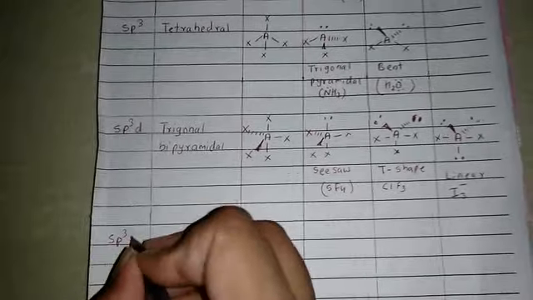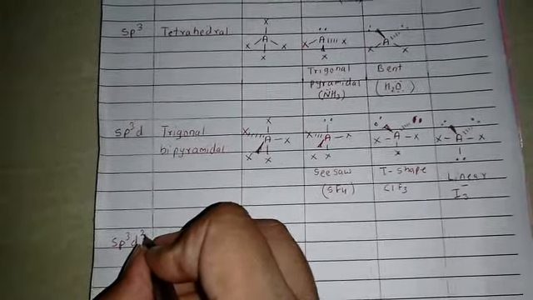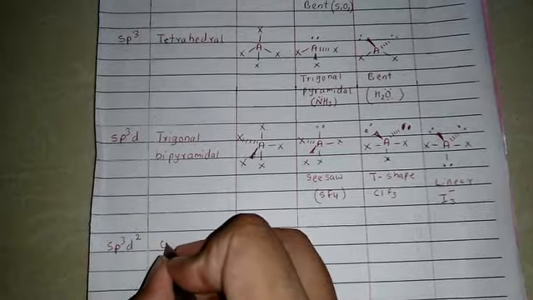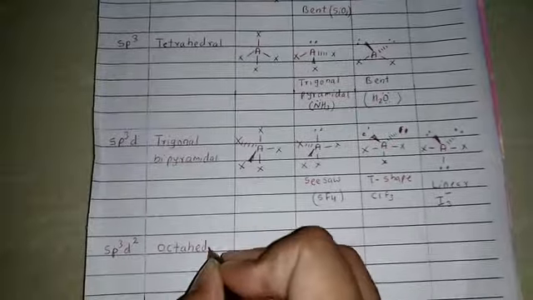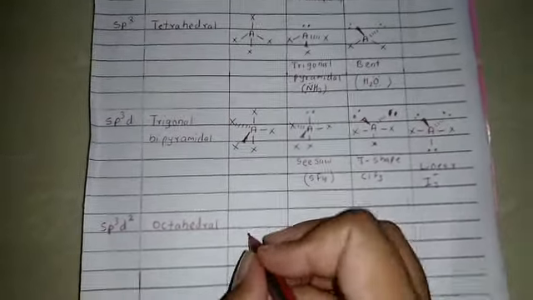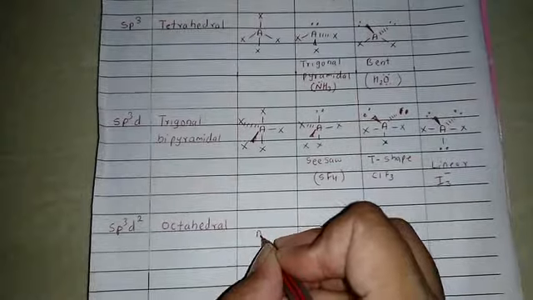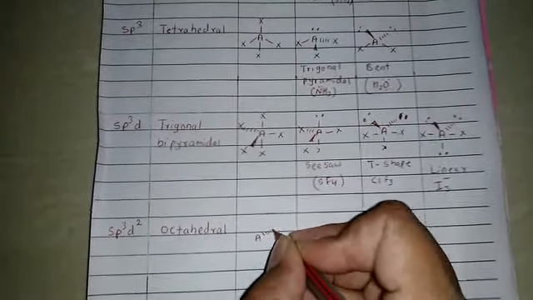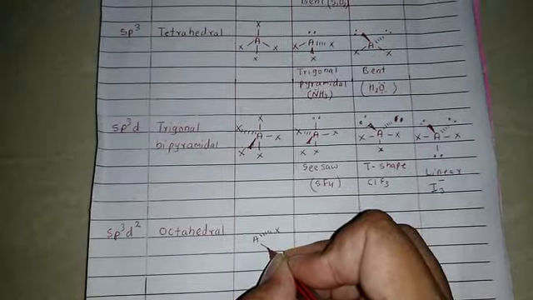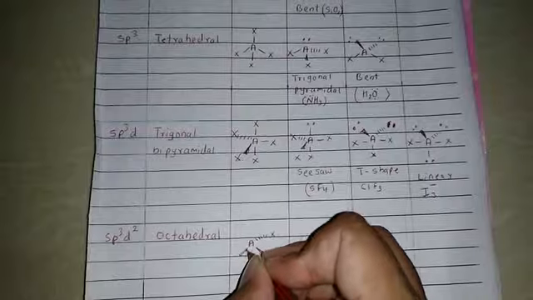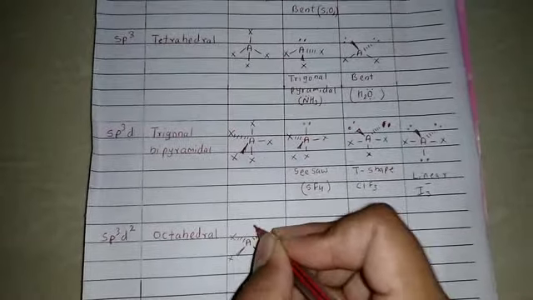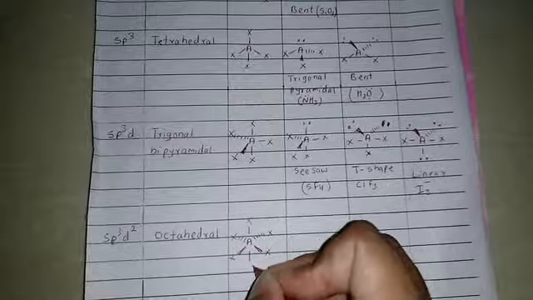Okay. Moving on to the next hybridization, that is sp3d2, which is octahedral. The basic structure for the octahedral: the 4 atoms are on the plane, one is above the plane and one is below the plane.